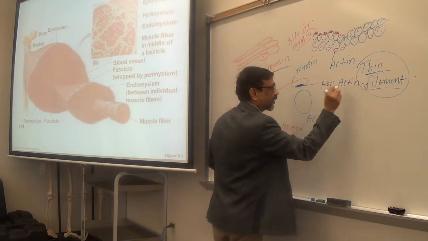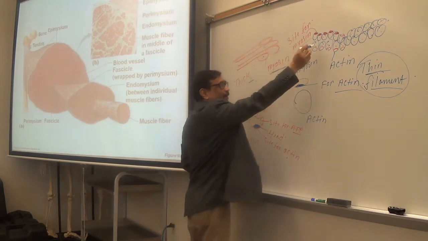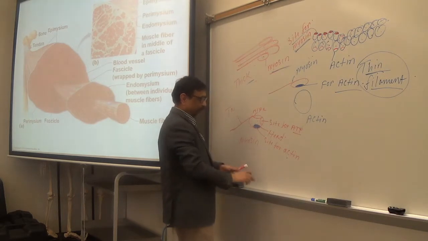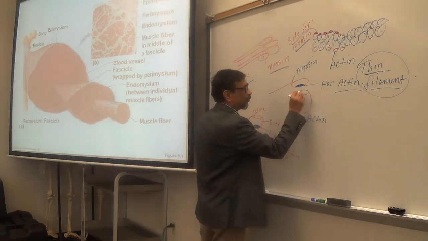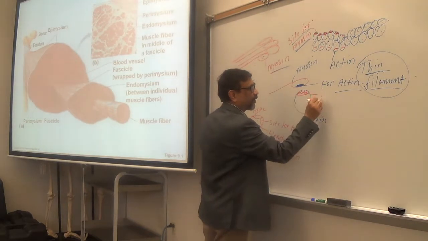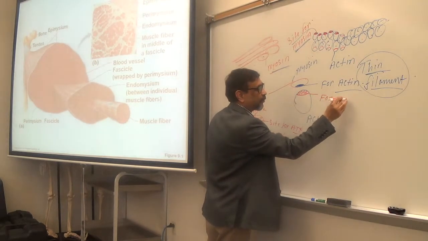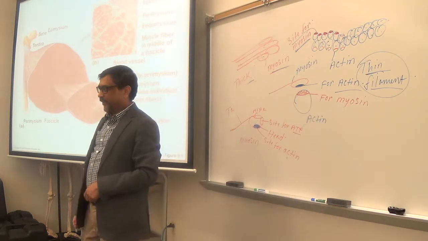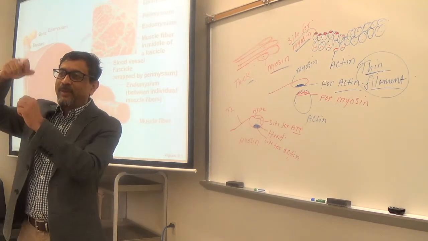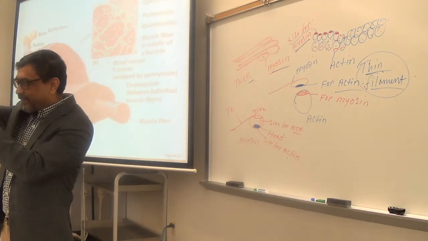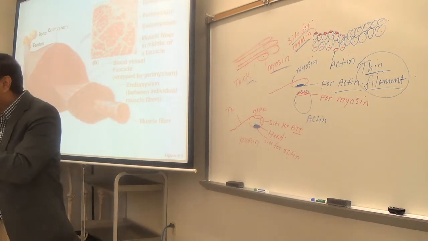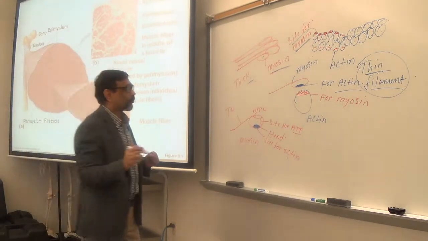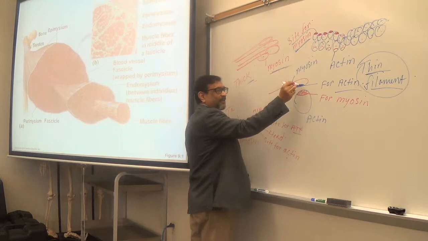This is interesting. And on the actin ball, you have a site for what? Myosin. Make sense? So this is for myosin. On myosin, you have the head. On myosin, you have a site for actin, and on the actin ball, you have a site for myosin, right? So they have a site for each other. Is it clear? This is the site for myosin. This is the site for actin.